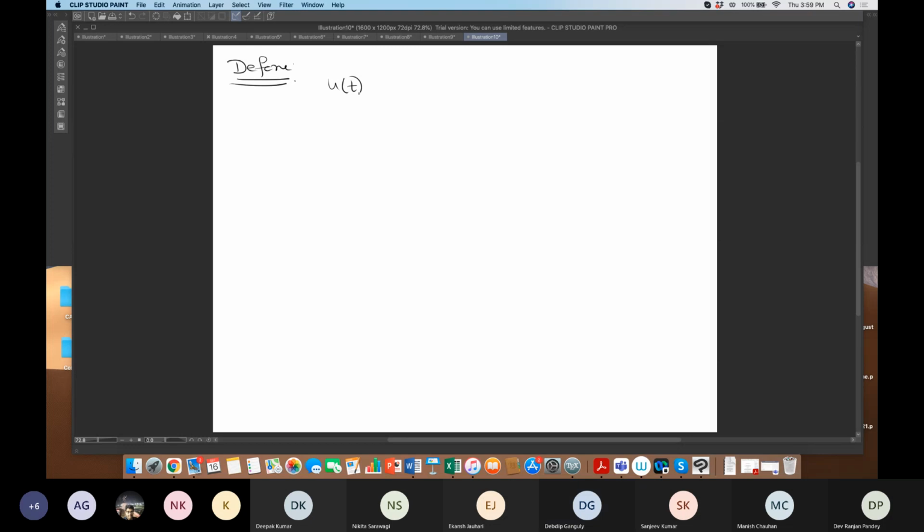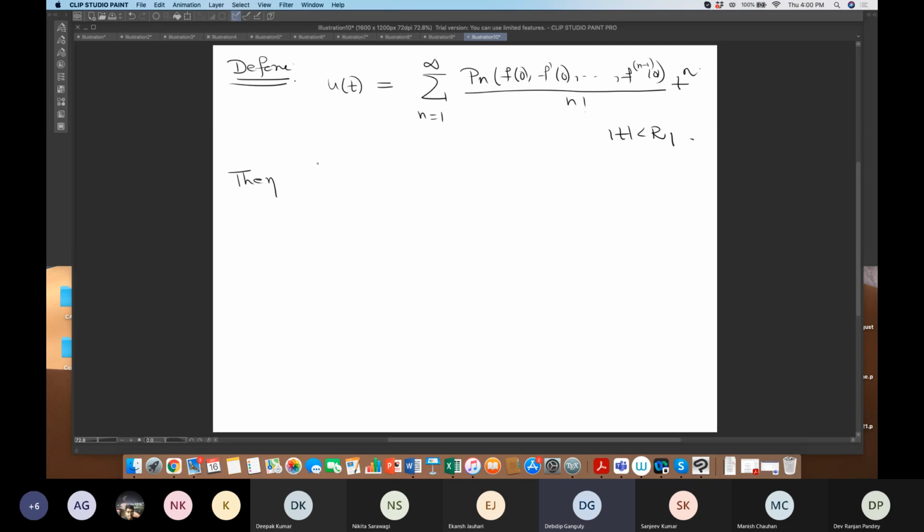u(t) should be equal to the summation from n equal to 1 to infinity of P n of f(0), f prime(0), up to f^(n-1) at the point 0, divided by n factorial, times t to the power n, with mod t less than R1. Then clearly u is real analytic. Of course, we have proved it. u is real analytic.